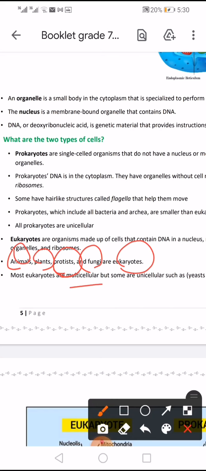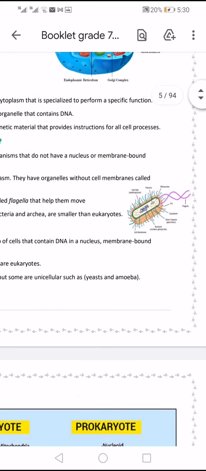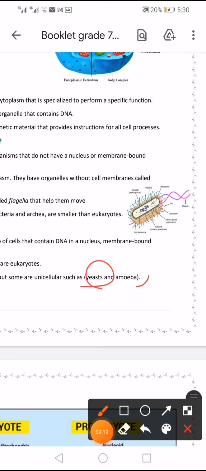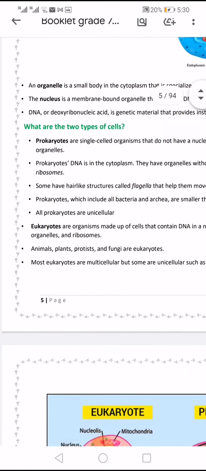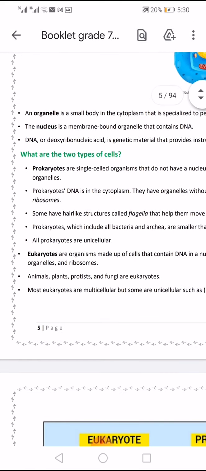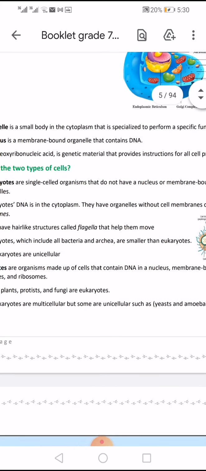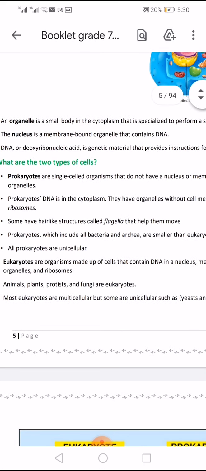Most eukaryotes are multicellular, but some are unicellular, such as yeast and amoeba. Yeast and amoeba are unicellular, but which type? Eukaryote. So eukaryotes are a type of cell that includes multicellular organisms like animals, humans, and plants, and also unicellular ones like yeast and amoeba.